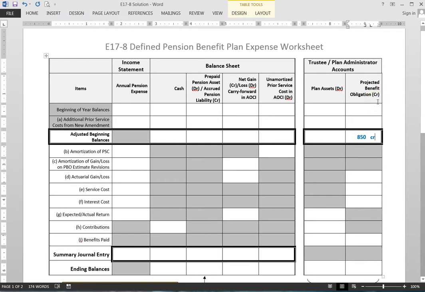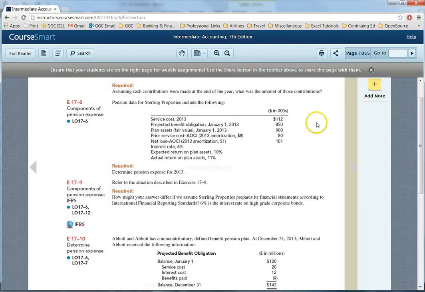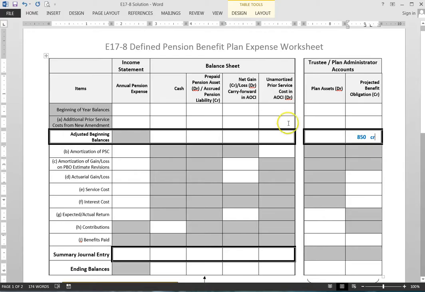Notice here that the projected benefit obligation is always a credit balance. It is an obligation, and so we can think of it as a liability. Even though it's on the plan, trustee, or administrator accounts, it's not actually an employer's obligation. It's on the administrator account side, but nevertheless we can think of it as a liability, and so it has a credit balance like any other liability that we would expect. Now, we also need to know what the plan assets are at the beginning of the year, and those are identified right here. Plan assets, January 1st, $900,000. So I'm going to insert that in my worksheet as well. Now, that is going to be a debit balance.